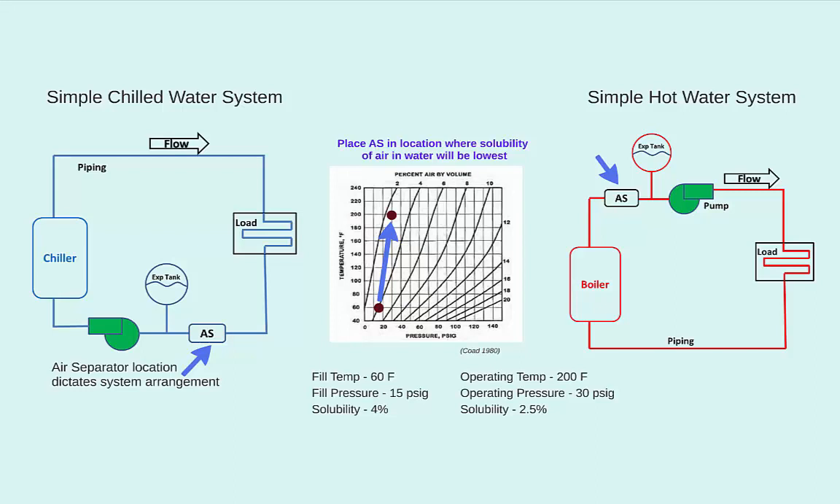Static pressure builds as you drop in elevation of a building. This is due to the weight of water. In such an instance, it may be better to locate the air separator at the top floor, upstream of the boiler, for it to be most effective in removing air from the system. Bottom line, always place your air separator in the location of your system where the pressure is the lowest and the temperature is the highest.